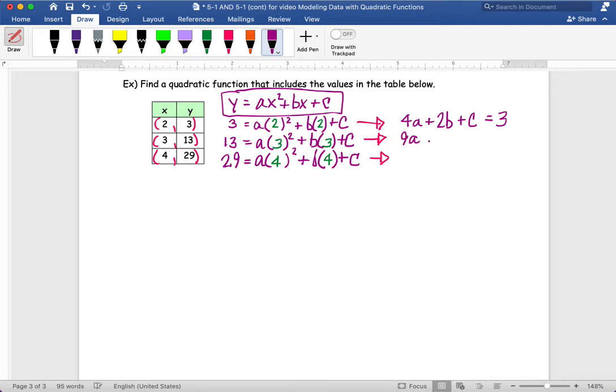The middle is 3b. It's plus, right? Because it's positive b times positive 3. So this is 3b plus c equals 13. And the last one, square of 4, you get positive 16. This is 16a plus 4b. It just so happens all of these are positive, so that's why it's plus all the way through.